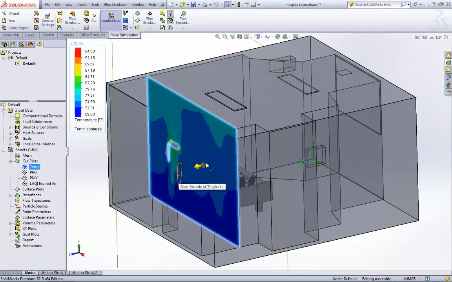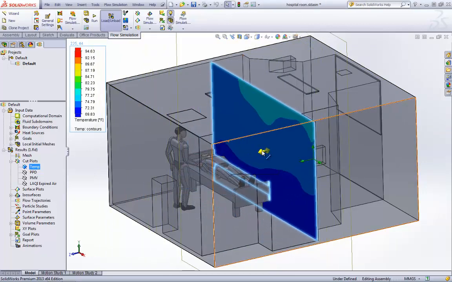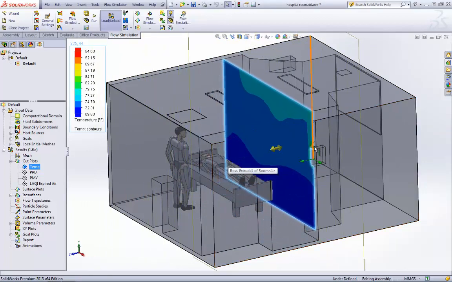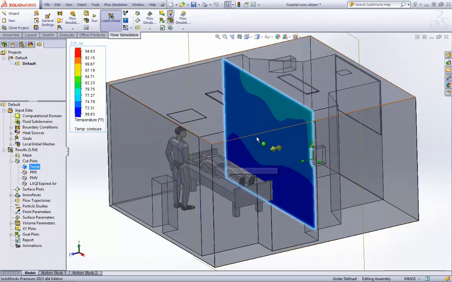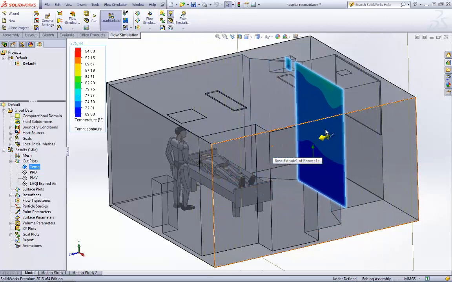Obviously, there's nothing red other than right near the lights, right near our heat sources. Maybe a little bit of the TV is emitting some hot air, but really the average of the room looks to be about 74 degrees, maybe a little bit cooler, which is good. That's a comfortable environment to be in.